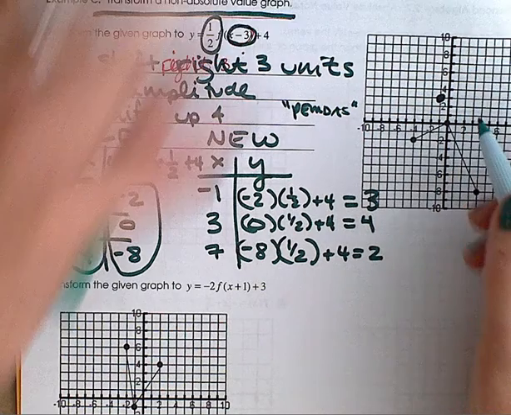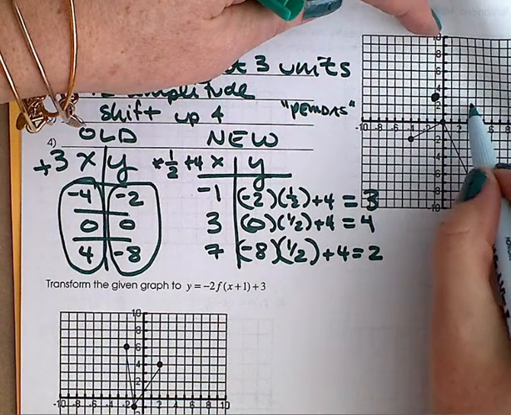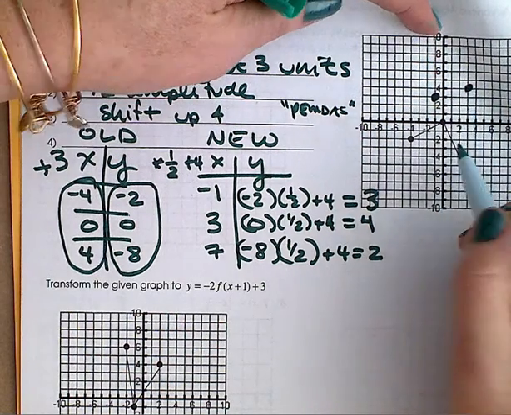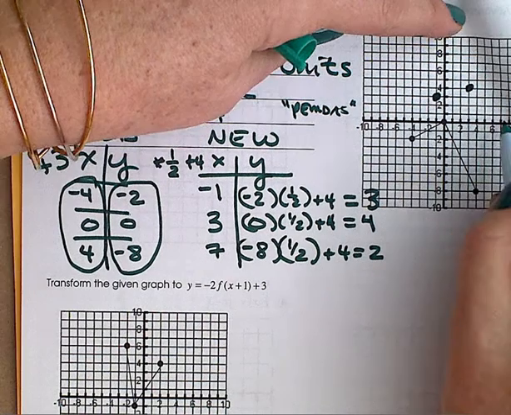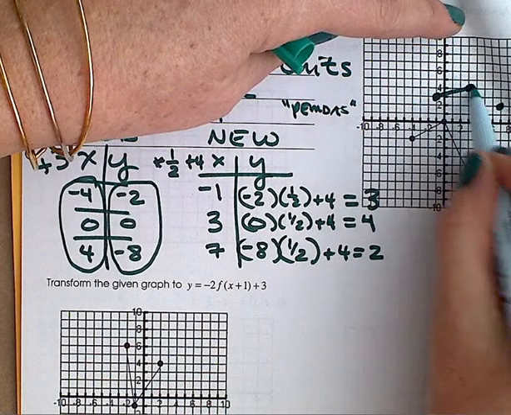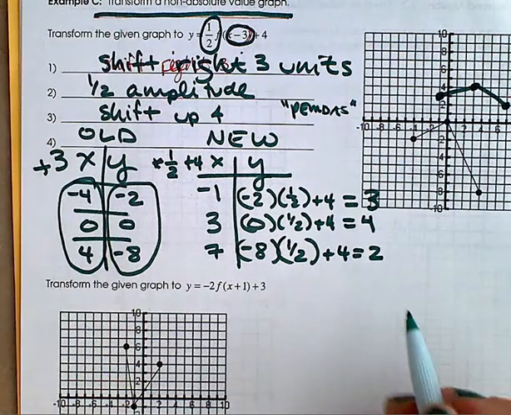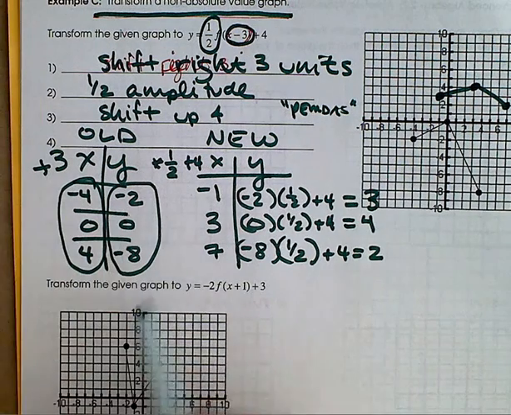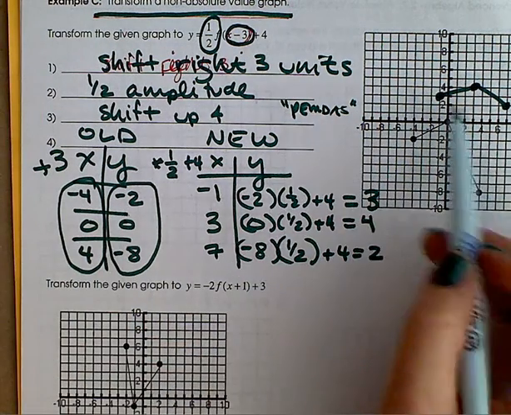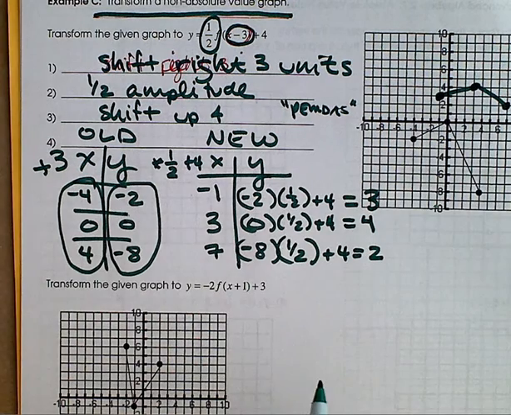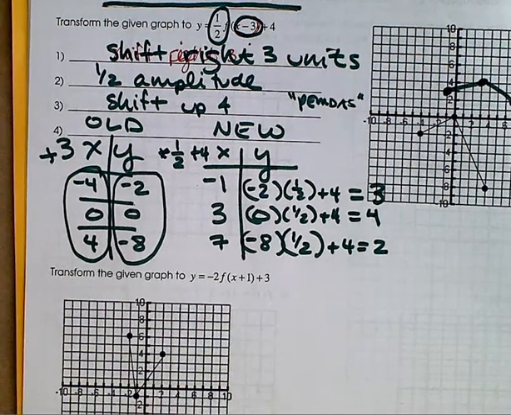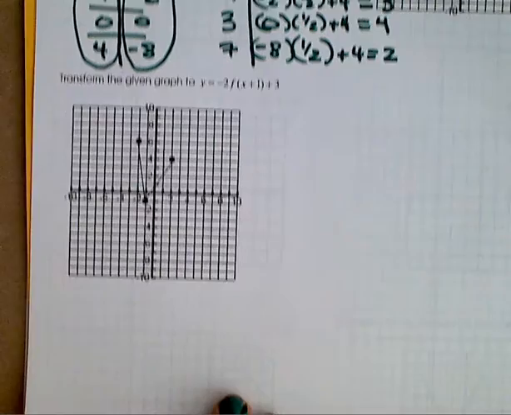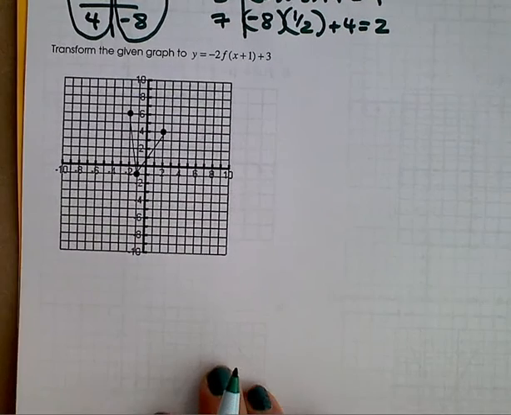3, 4, and 7, 2. And then connect. So the best thing to do is graph in order, plot in order, and then you will see the new graph. Let's take a look over here. I have a little bit more space.